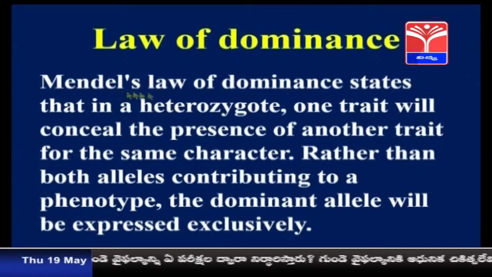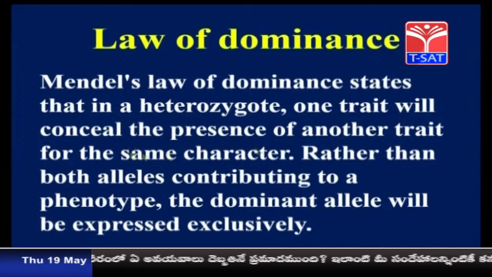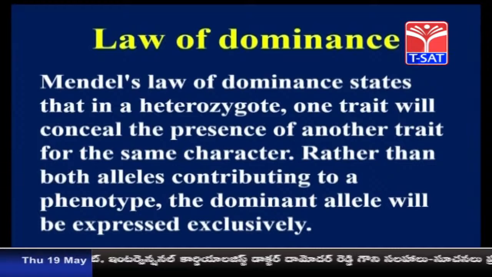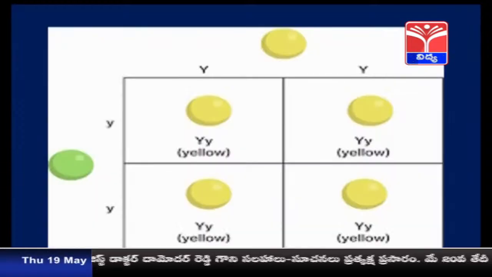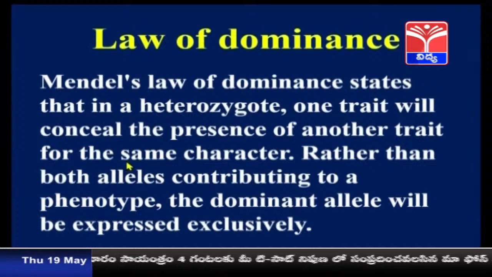So dear students, Mendel's law states that in a heterozygote, one trait will conceal, will hide the presence of another character, another trait, right? Both we are talking about, yellow is also talking about the color, green is also talking about the color, but only one is expressing itself. So both of them are not contributing here to the color of the seed. That is the reason we call this the law of dominance.